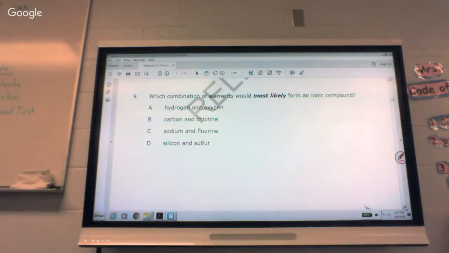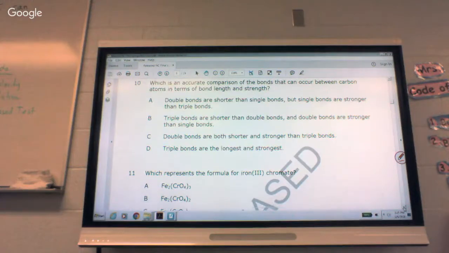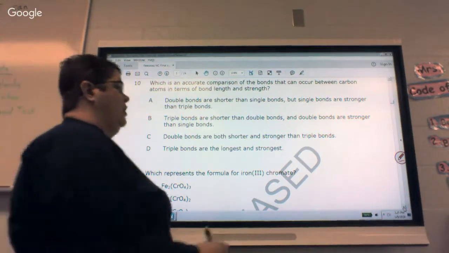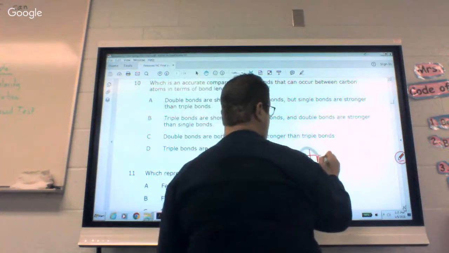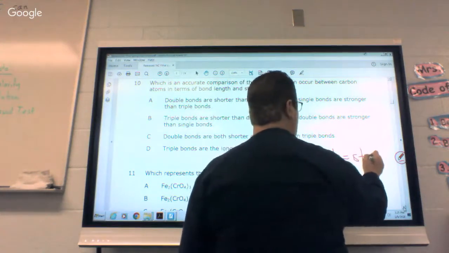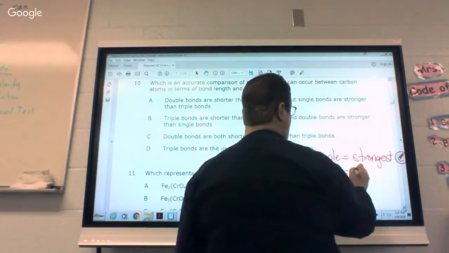All right? Number 10. This requires you to remember bonding again, which is an accurate comparison of the bonds that can occur between carbon atoms in terms of bond length and strength. So, single, double, and triple bond. Who did we say was the strongest? All right, you can read the question. Triple is the strongest. All right, who did we say was the weakest? Okay, single is the weakest.